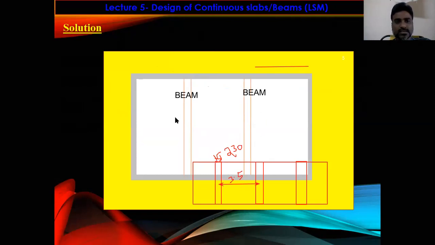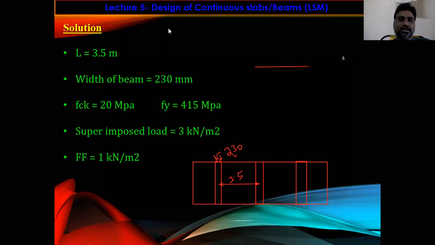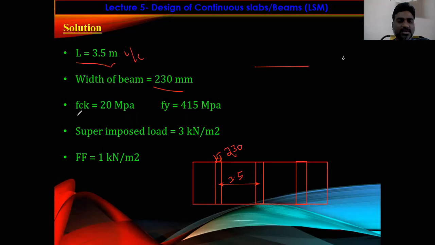Next, what you have to do is write down the given data. What data is given? It is the center to center distance between the beams, 3.5 meters. The width of the beam is 230 mm, fck is 20 MPa, and fy is 415 MPa. The superimposed load is 3 kN per meter square, and the floor finish is 1 kN per meter square. Now, what we discussed in the last class.